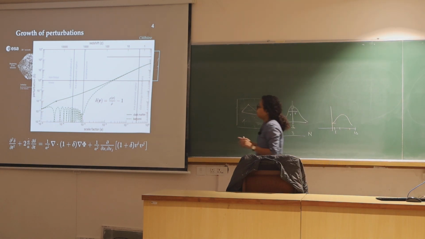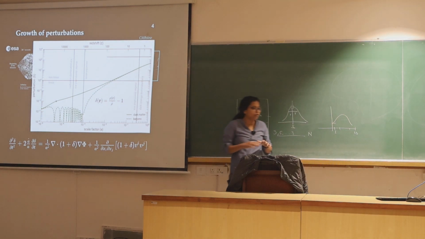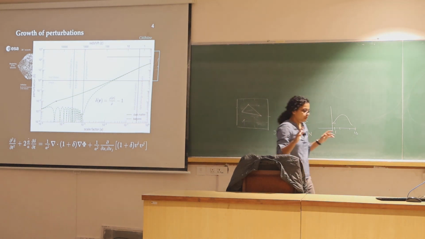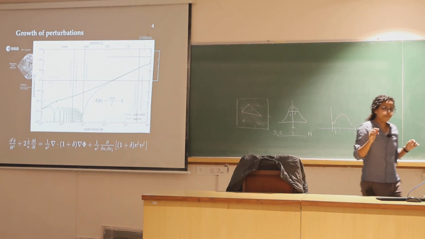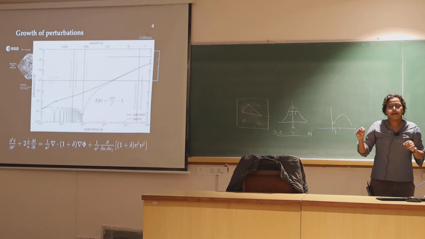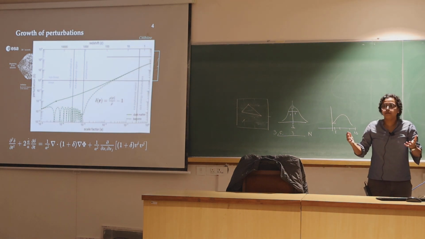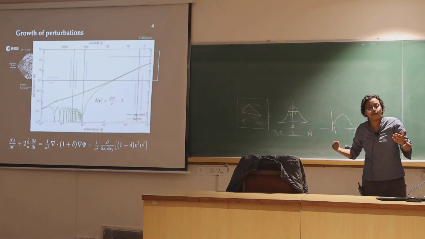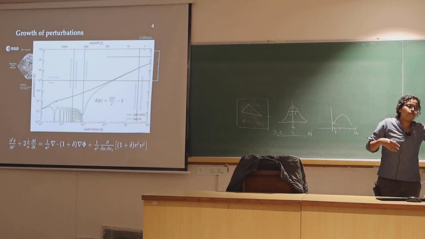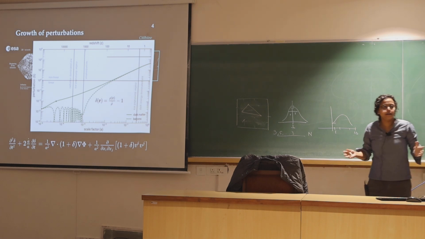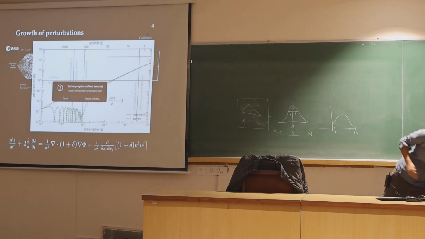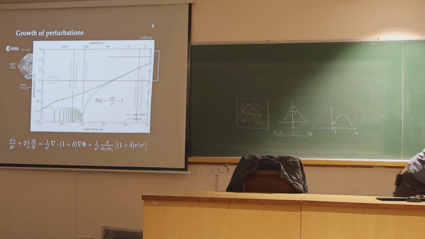Out of total matter, only 15% is baryonic matter, the matter which we can detect. And 85% is other matter which we cannot detect at all. It is called dark matter.